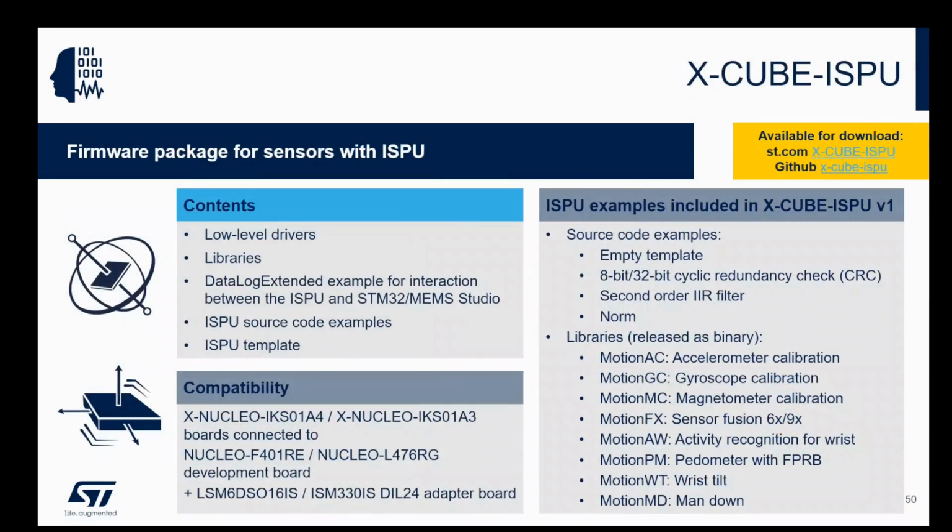The libraries that we have put together for ISPU include your accelerometer, gyroscope, or magnetometer calibration libraries, sensor fusion, activity recognition, pedometer, wrist tilt, fall down. Those kind of features are all available. Same thing for decision tree. As I was saying earlier, on GitHub, everything is available to try out. There are many examples that we have put on GitHub.